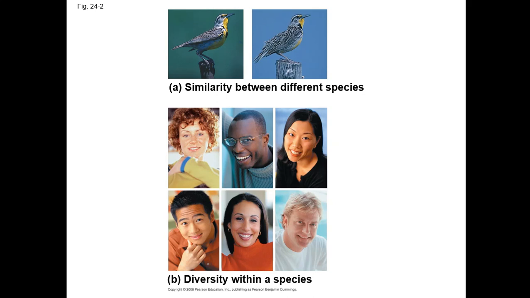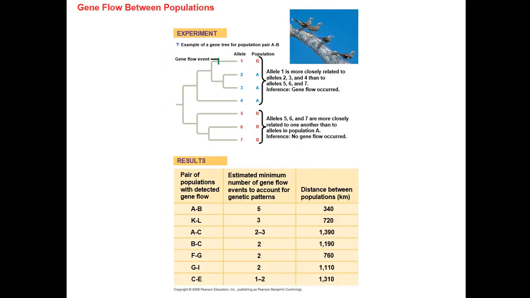So, even though there are organisms which are different species, we can observe some similarities. But within a species, like humans, we can see diversity, like white, black, curly, straight, etc. In an earlier discussion, we talked about gene flow.